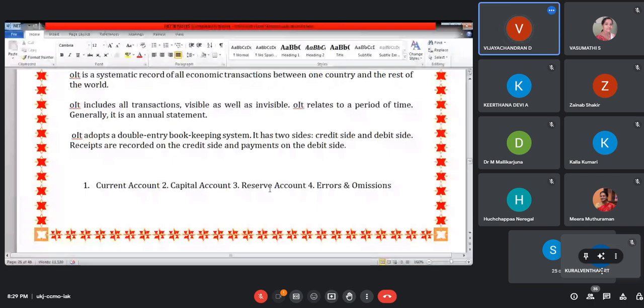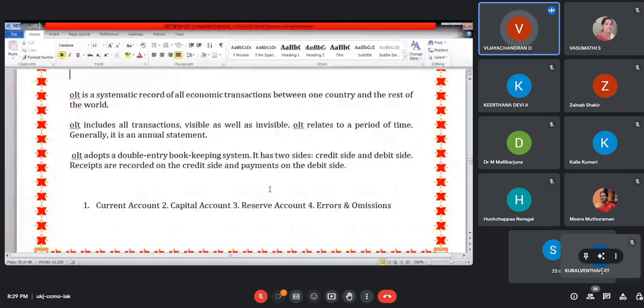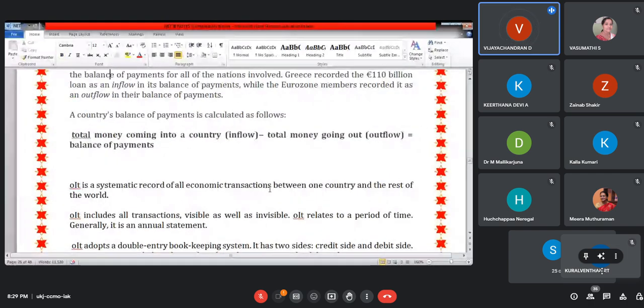So before that, what is the balance of payment? The balance of payment will be calculated by the formula, that is total money coming into the country, inflow, and total money going out of the country, that is outflow. That will give balance of payment.